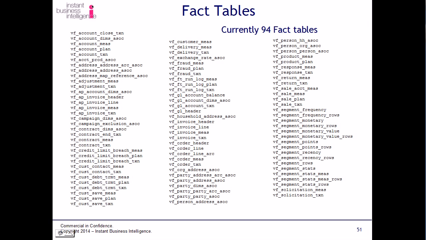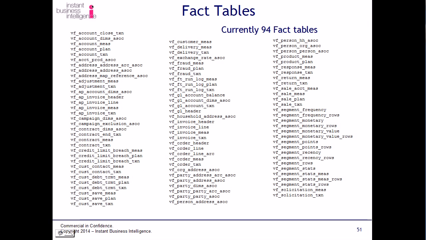We have customer measures, just to measure how customers are performing as a group over time. We have delivery transactions and measures, no plans. We have the exchange rate association, because everyone has to have exchange rates. For fraud, we have a transaction table to detect the occurrence of a fraud or to record the occurrence of an actual or suspected fraud. And we have plan and measures tables for fraud.